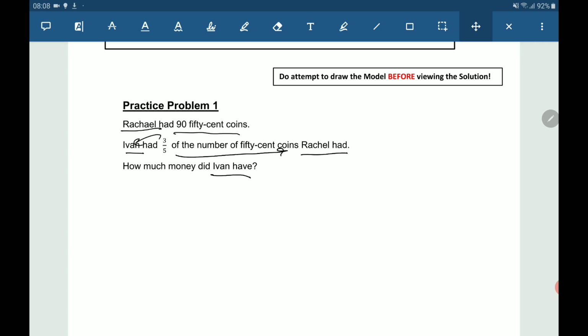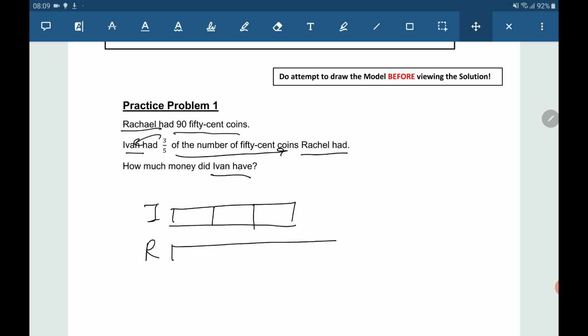So once you have highlighted the important words and numbers, then you are going to draw out the sentence. If you are not so sure how to draw the first sentence, then you go to the second sentence and use that to draw. For example, if you see a fraction, almost every time you can draw out the fraction. So Ivan had 3 boxes. So you draw Ivan, and there are 3 boxes for Ivan, and Rachel had 5 boxes, right? So you draw your model according to what the question says.